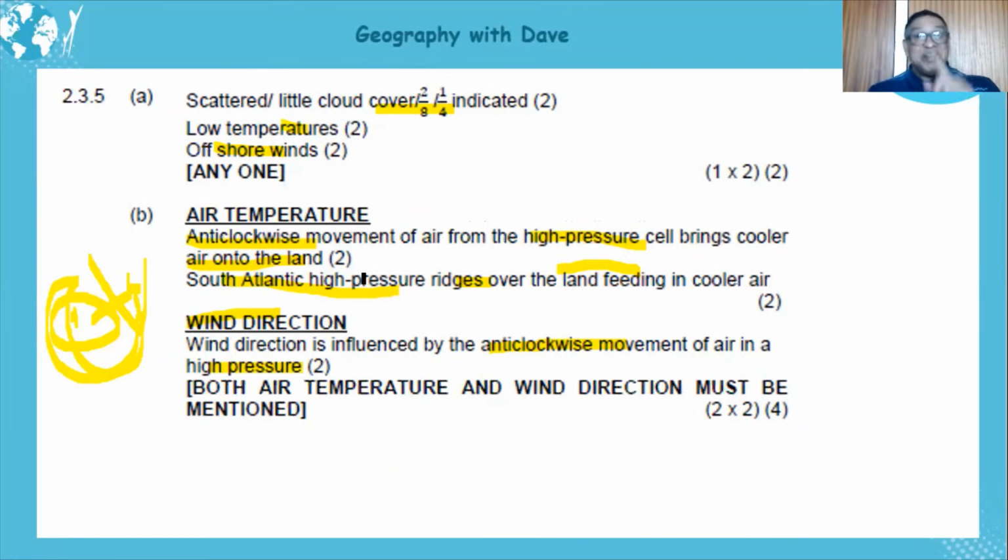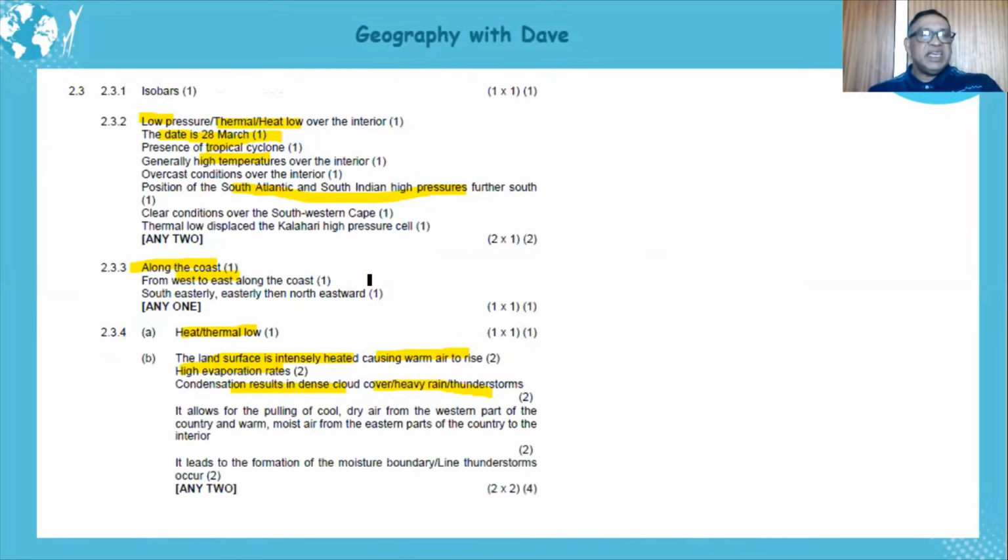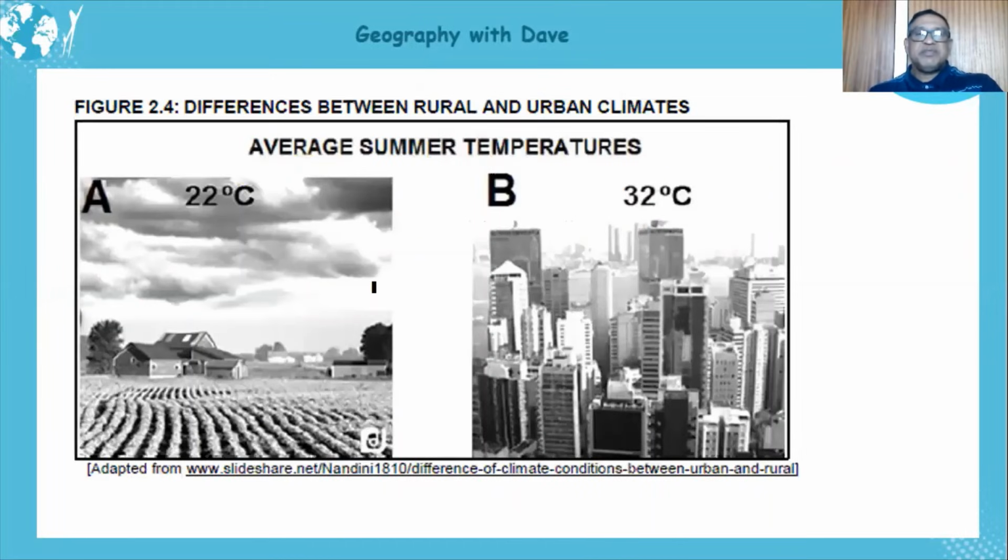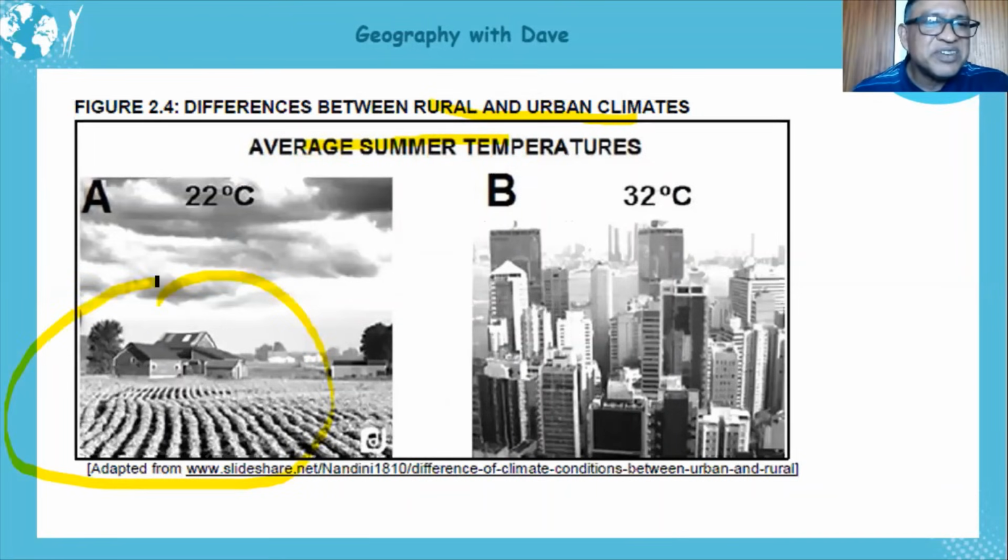Right. Very, very important. Learners, I'm going to take a chance and then look at this. Right. And I'm not going to complete because I try to keep my sessions to 1 hour. All right. Let's look at this. Differences between rural and urban climates. All right. The average summer temperatures. Okay. What's this? You can see crops, etc. Rural area is 22 degrees.